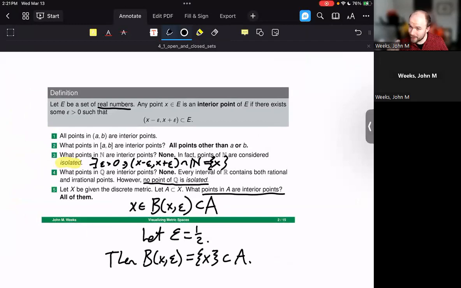So that's something to break our intuition, especially since the discrete metric is very good at that. It tells us, okay, well, maybe not all of the same properties that we were used to happen here with all these other metrics.